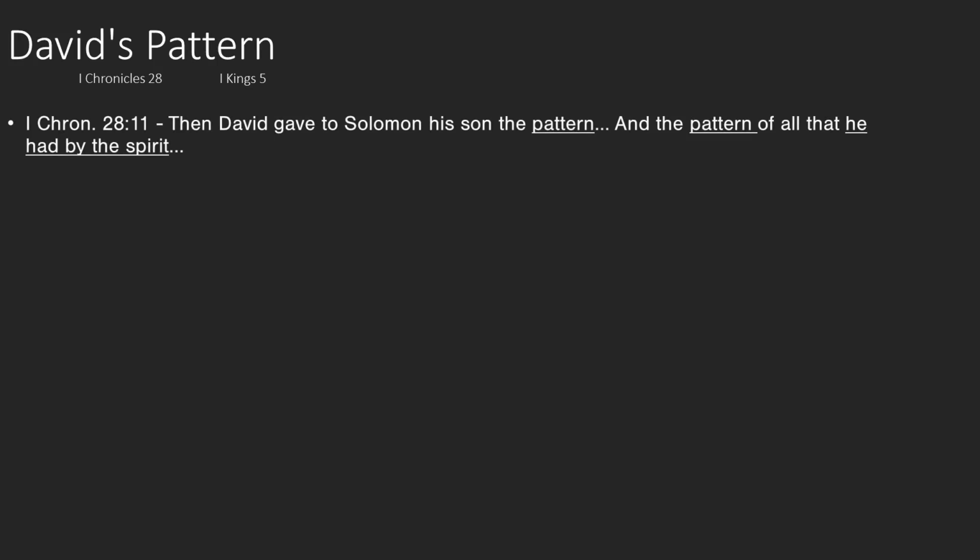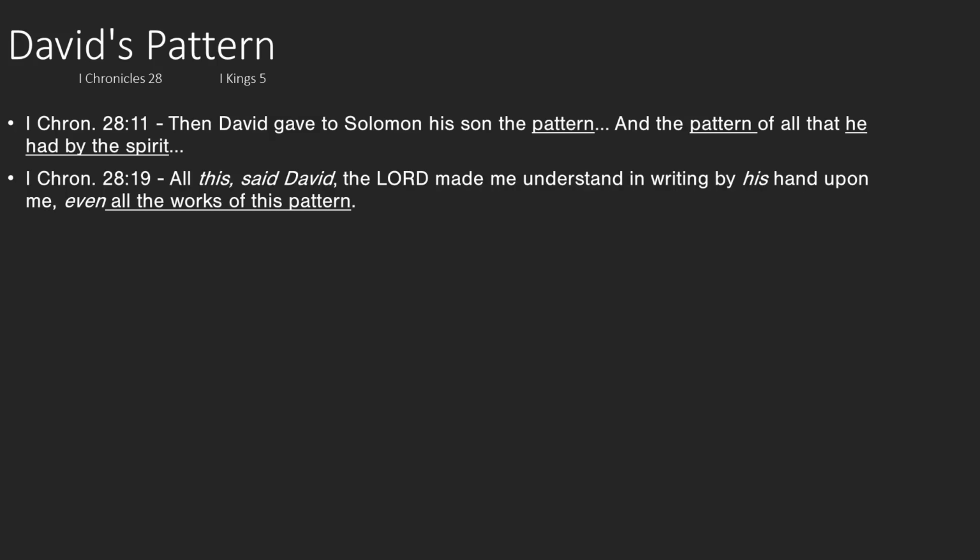It wasn't David's invention after all. He had it by the Spirit. "All this," said David, "the Lord made me understand in writing by his hand upon me, even all the works of this pattern." There's something else to contemplate. The Lord made David understand this pattern in writing, and that's exactly what you and I are doing in this presentation. We're trying to understand this pattern in writing.